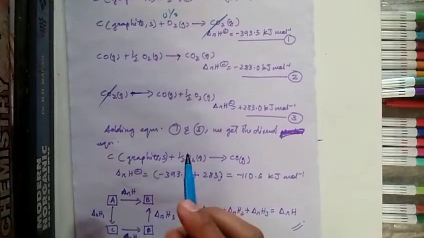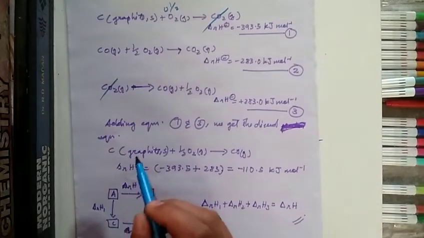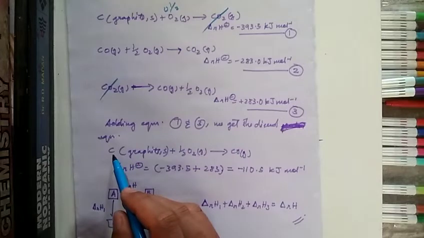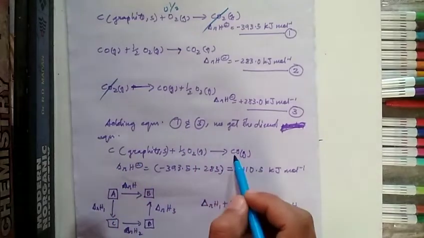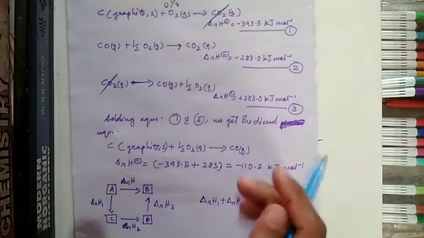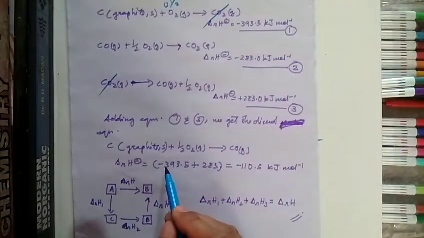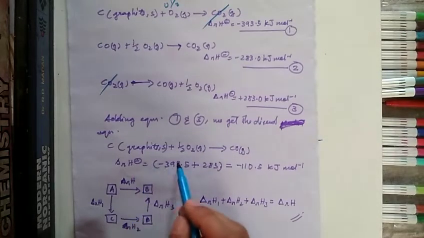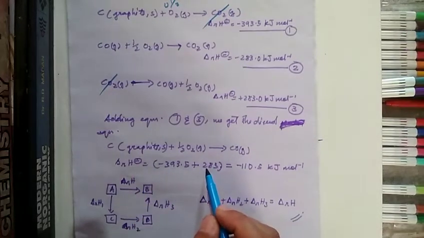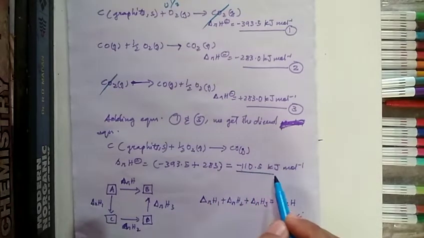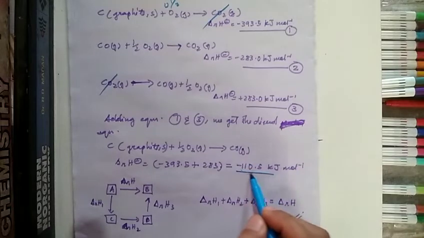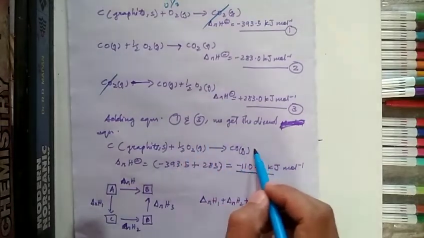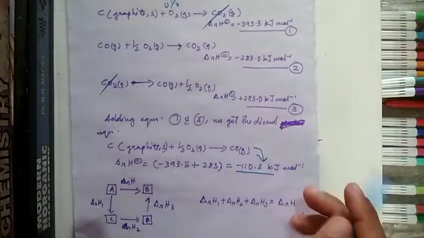So we write the remaining part as this one. This will be the required equation: carbon plus half O2 to give CO. So when we cancel this one, this will be the delta rH of the first equation minus the delta rH of the second one. So we get this one. So this will be the enthalpy for this reaction.